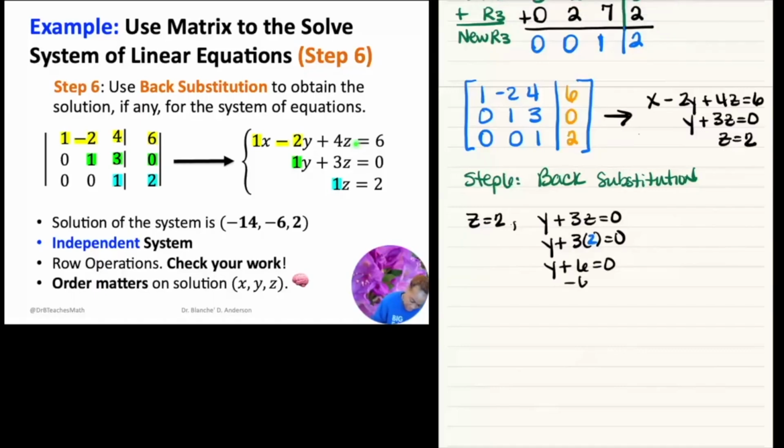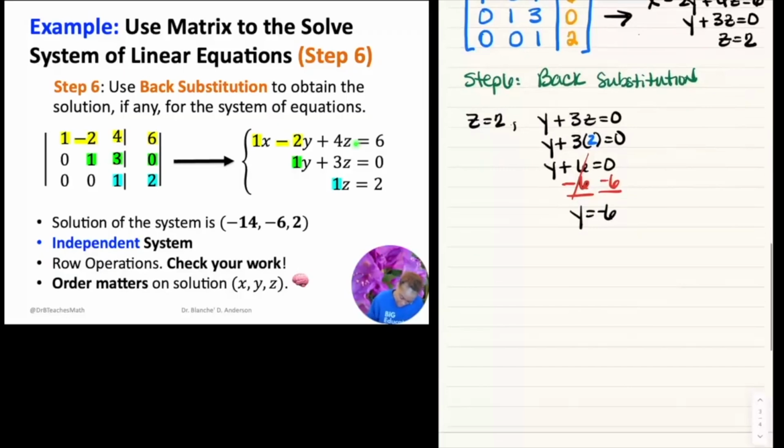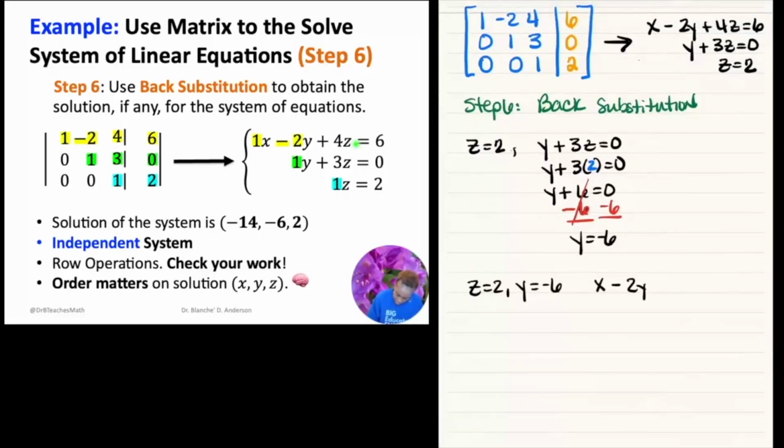Subtract 6, subtract 6. That goes away. And you're left with y equals negative 6, which we said that that's what that was. And then if z equals 2 and y equals negative 6, I'm just showing you because I want you to see how to substitute it back.